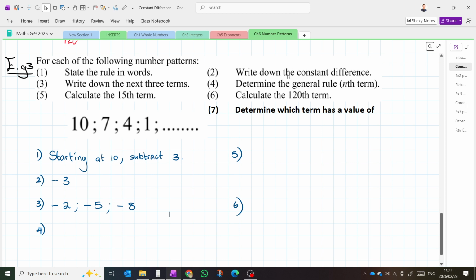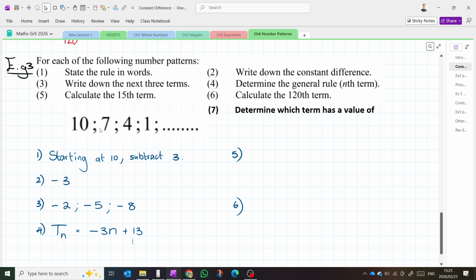Number 4 is where we want to get the general term. So we have already established what our constant difference is. It is negative 3. Now I need to have a look. What do I do to negative 3 to get to my first term? What do I add or subtract? Well, to go from negative 3 all the way to 10, I have to add 13.